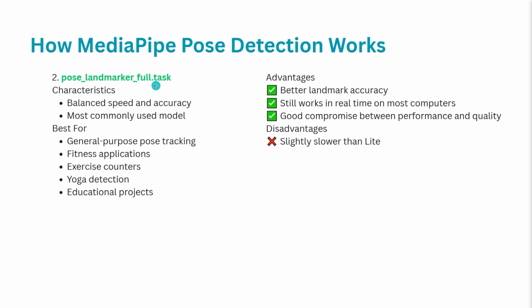Next, it provides the full version, pose landmarker underscore full. If I talk about its characteristics, it provides a balance of speed and accuracy. Also, it is the most commonly used model. It is best for general purpose pose tracking, fitness applications, exercise counters, yoga detection, educational projects. If I talk about its advantages, it provides better landmark accuracy, and still works in real time on most computers. Also, it is a good compromise between performance and quality. The disadvantage is that it is slightly slower than the light version. Most of the time we use that, but not for a drone project.